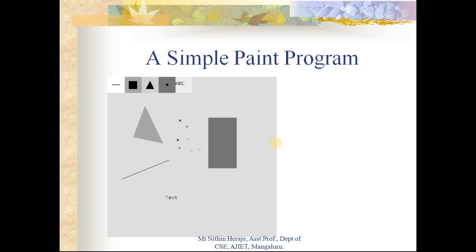So this is a sample output of a simple paint program, where you can see you have drawn a triangle here, you have drawn a pixel, you have a line segment, you have drawn a rectangle, and also you have drawn text in the paint. So this is about input modes and interaction. I hope you have understood this.